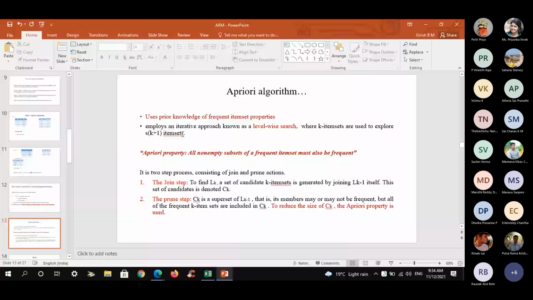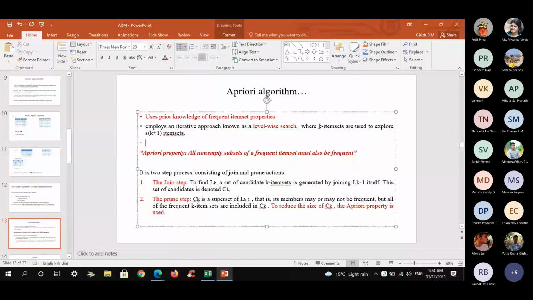This algorithm employs an iterative approach, also known as level-wise search, where k item sets are used to explore k plus 1 item sets. You will understand later. First we generate L1, then using L1 we generate L2. And you must remember this; we will discuss this towards the end of today's class.